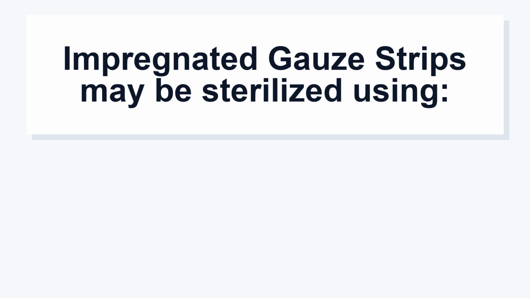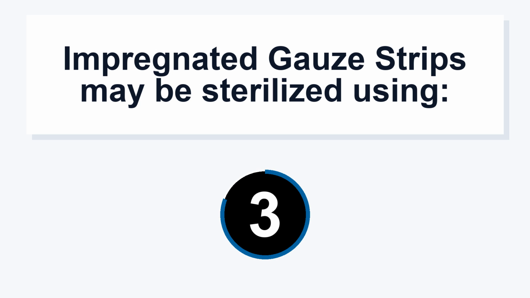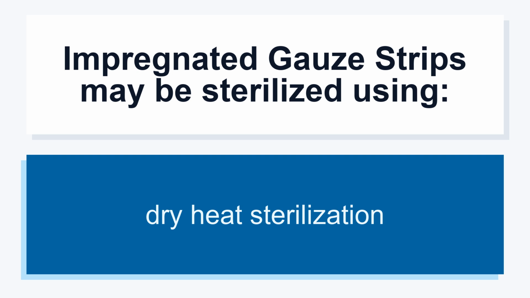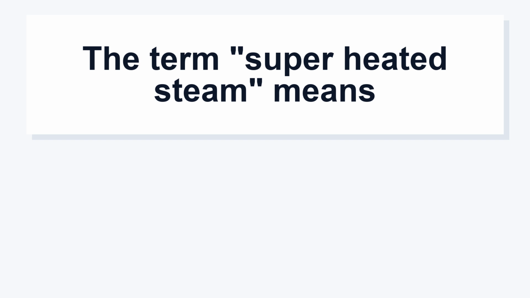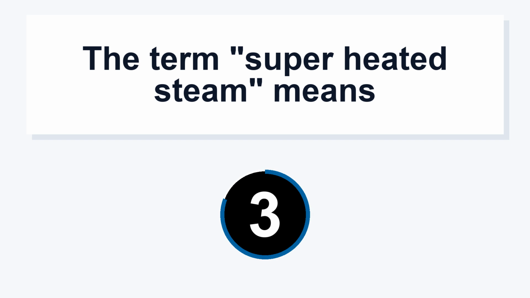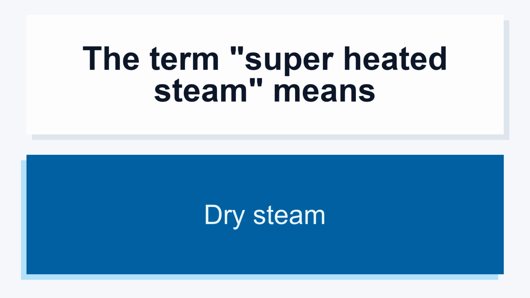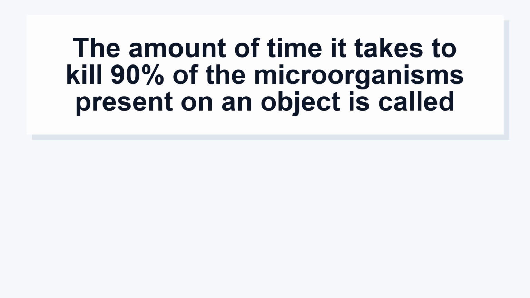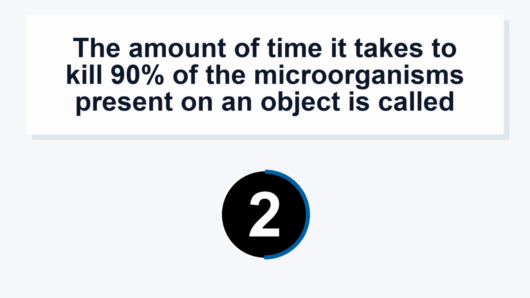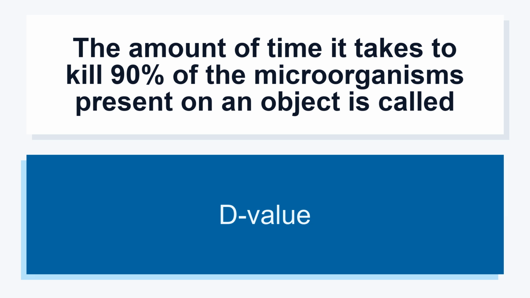Impregnated gauze strips may be sterilized using dry heat sterilization. The term superheated steam means dry steam. The amount of time it takes to kill 90% of the microorganisms present on an object is called D-value.